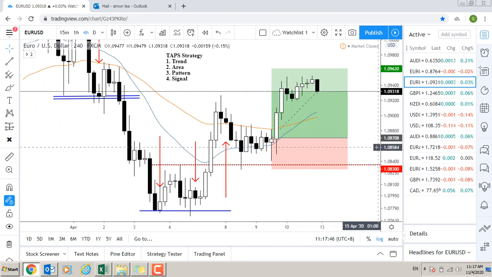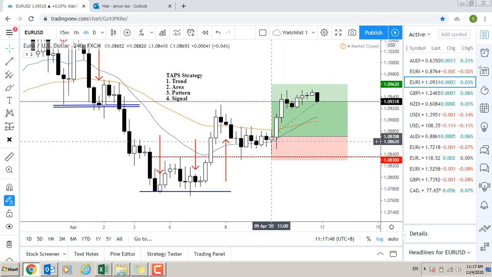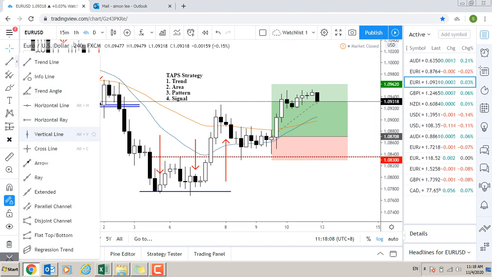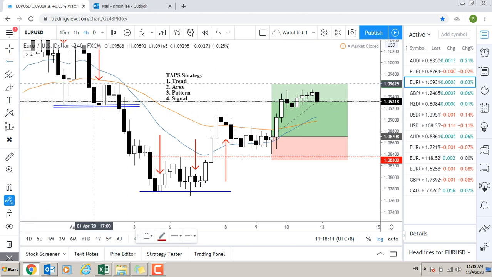And we can see what happened for the next 4 hours. The price is pushing higher, higher and higher. The target hasn't been hit, but the reason why I put the target at this level is something I would like to talk about.